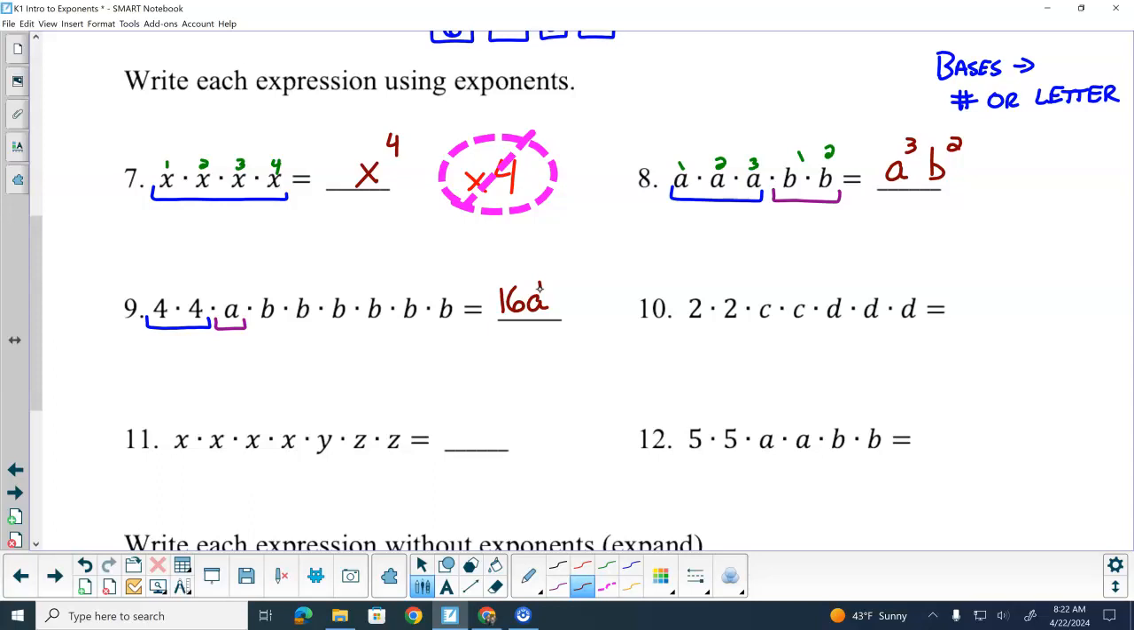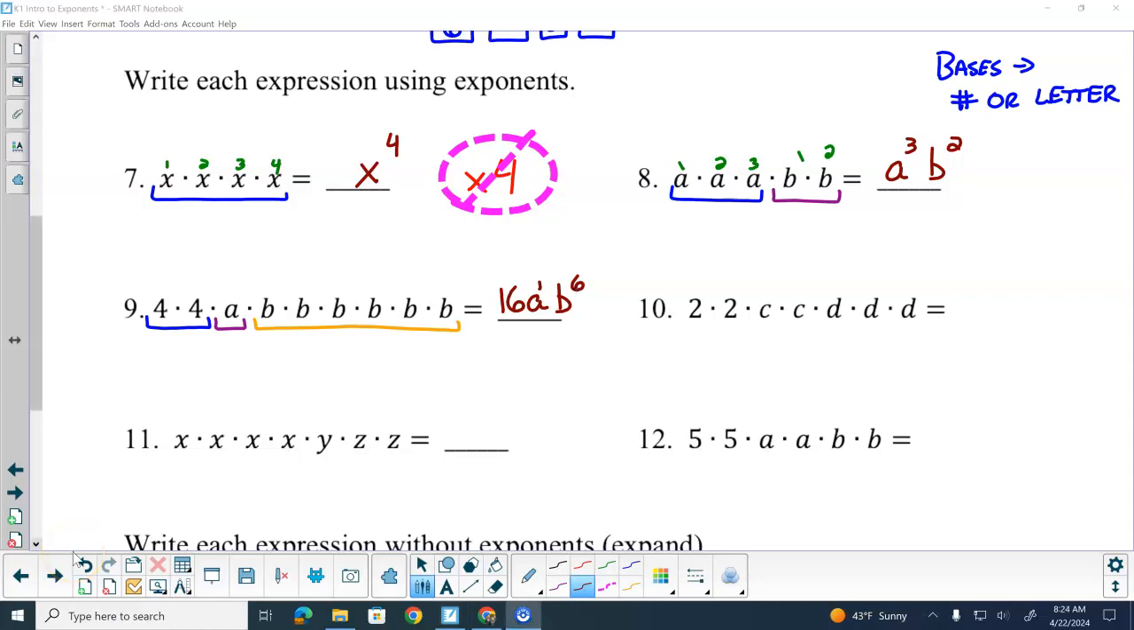Then we've got B's. Chloe, how many B's do we have? 6 of them? Yeah, 6 of them. So that's 16A, B to the 6th power. What I would like you to do now is numbers 10, 11, and 12. Stop when you get to 12.